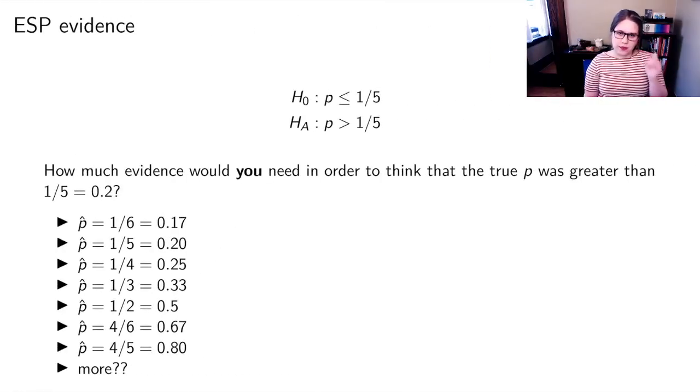We could think about this with the ESP question. We have our null hypothesis that the true proportion is less than or equal to 1/5. The alternative is the true proportion is greater than 1/5. And then we'd have some observed data, some p hat. And the question is, how much evidence would you personally need in order to think that the true p was greater than 1/5? Would you need to see 1 out of 6 getting it right? 1 out of 5 would convince you, 1 out of 4, etc. We'll talk about this in synchronous class to see what people's opinions are. There's no right answer here. It's just what your feeling is about there being enough evidence.